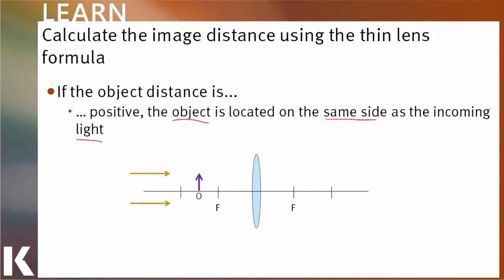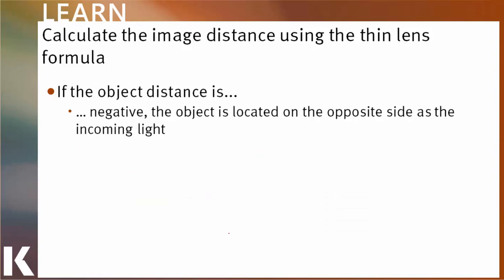side of this lens. Now, in some situations, you might have the object located on the opposite side from where your light is incoming. This is really going to only apply if you have a multi-lens or a multi-mirror system. Otherwise, if there's just one lens or one mirror, object distance is always going to be positive.